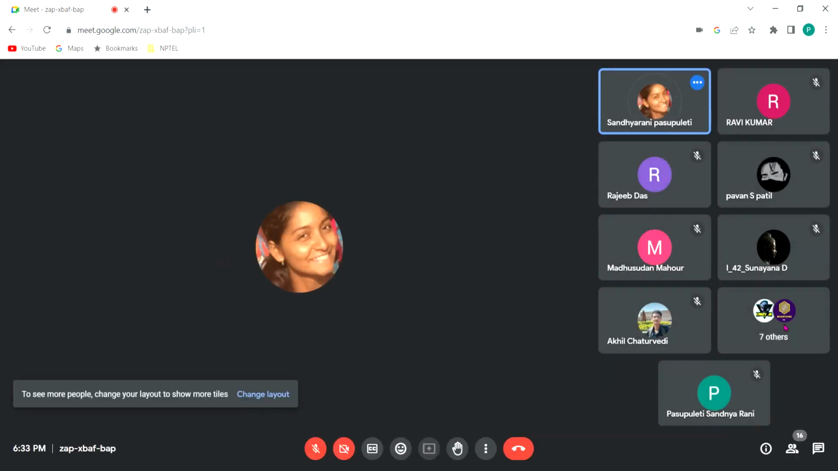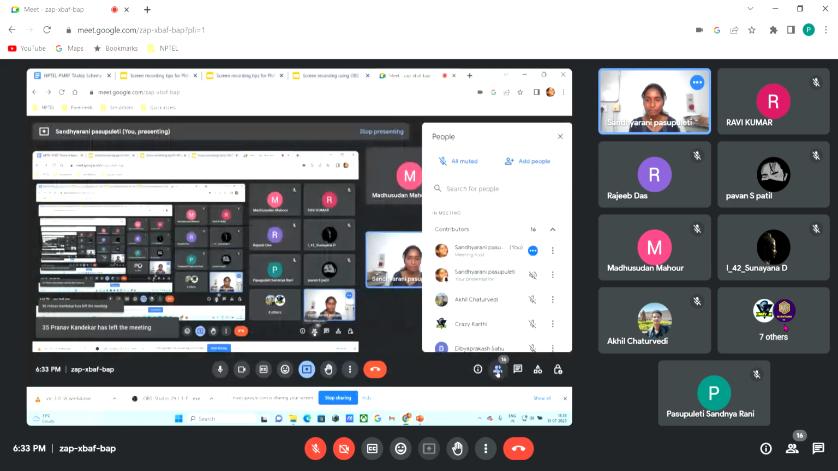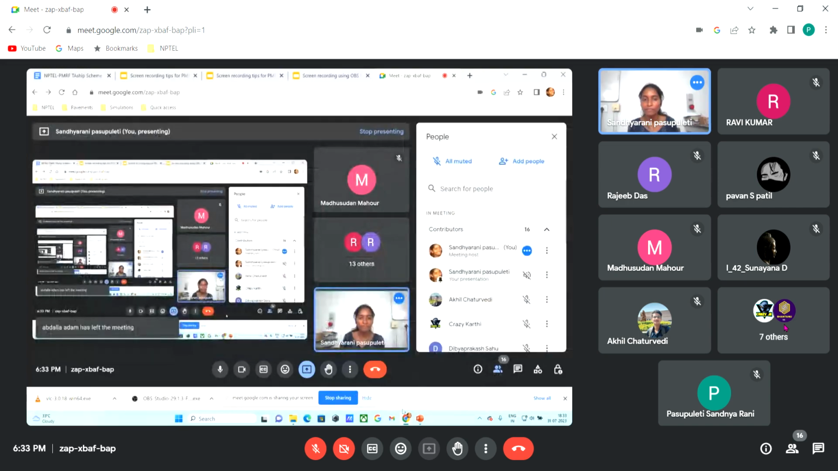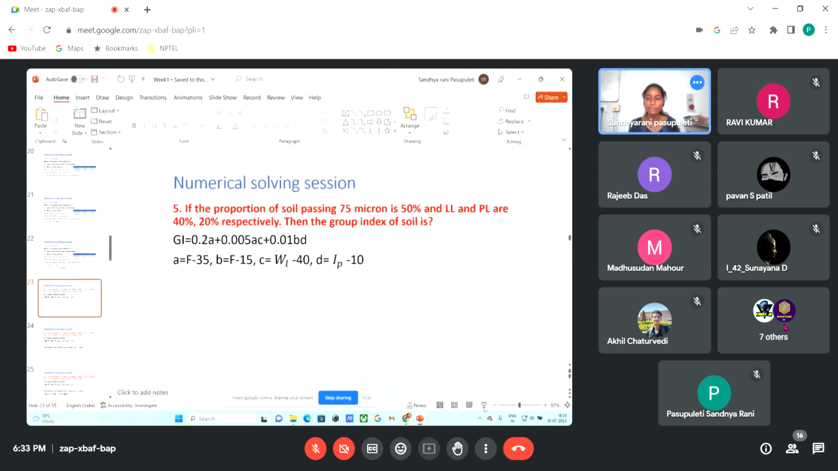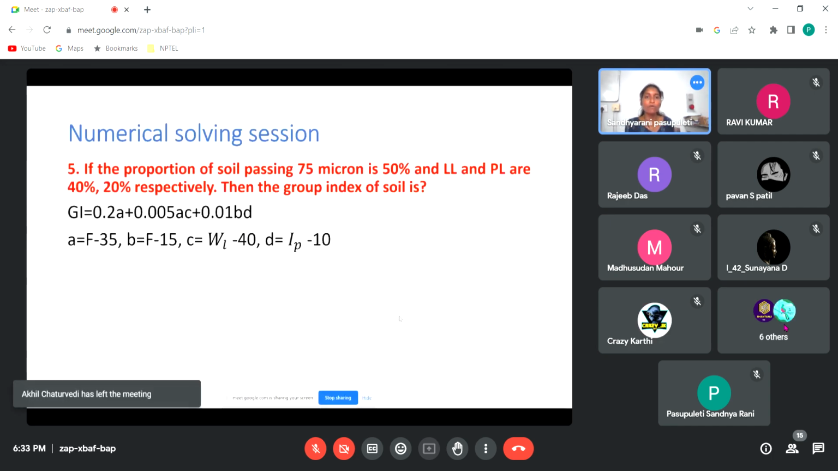Classification, right? According to the ASPEC classification, what is the group index? If the soil passing through 75 micron is 50%, you can note down these inputs.